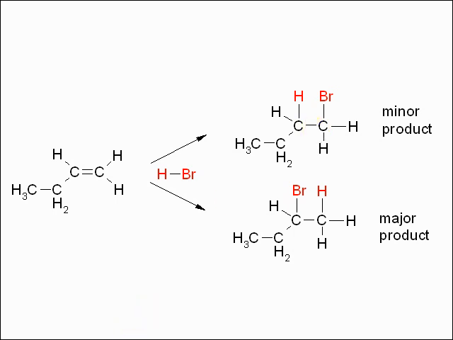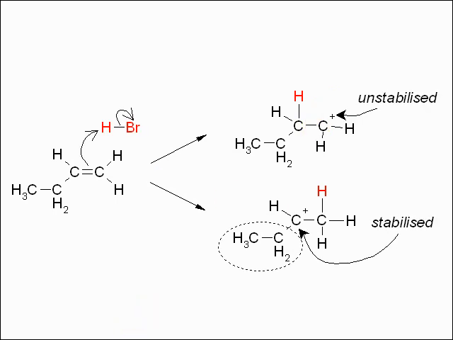Now we can explain how this comes about by looking at the mechanism. The mechanism initially involves the 2 electrons in the alkene bond making a new bond with hydrogen, and then 2 electrons moving on to bromide, so we end up with an intermediate, and there's a choice of intermediate. We could either have the positively charged carbon on the end of the chain here, or we could have the positively charged carbon in the middle of the chain.